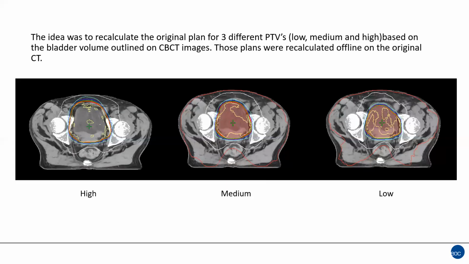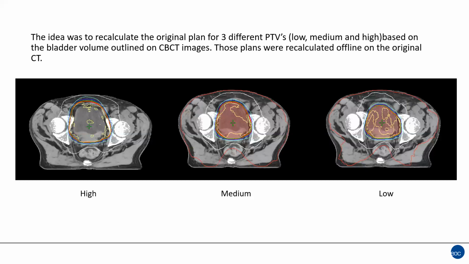We use our original CT to recalculate these new volumes. So it's like creating a library of 3 different plans to choose between for each day. So now we have the plans high, medium, and low, with different sizes of the target.